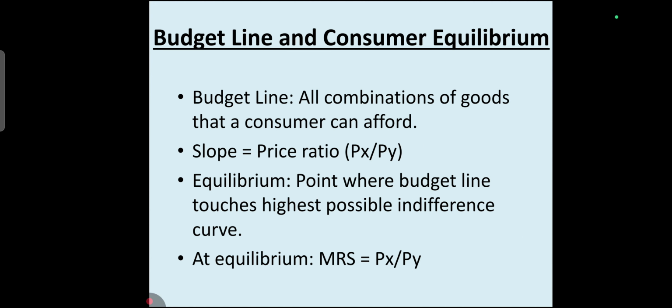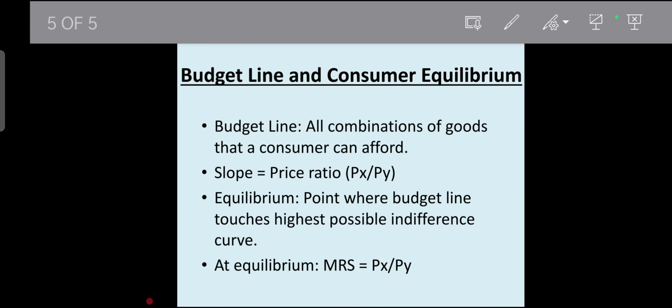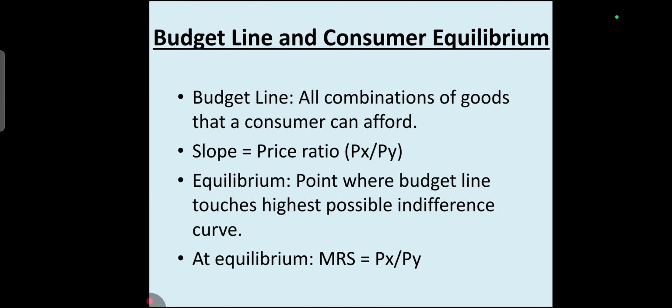If we talk about the budget line and consumer equilibrium, the budget line is all combinations of goods that a consumer can afford at a given price. Budget line is all about the price. And if we talk about the slope of the budget line, it is simply the price ratio, wherein we calculate the price of X and the price of Y and divide them. That gives your price ratio. Equilibrium will be a point where the budget line touches the highest possible indifference curve, as we discussed, and equilibrium will be wherein the marginal rate of substitution is equal to price of X upon price of Y.